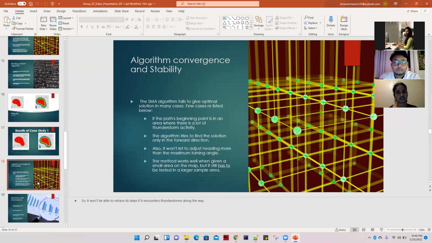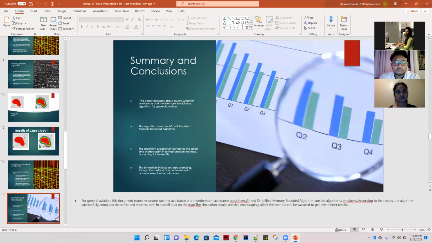Next slide deals with the summary and the conclusions. In this whole paper, we discuss severe weather avoidance and thunderstorm avoidance algorithms for general aviation. The algorithms we use to illustrate these methods are the A star search algorithm and the simplified memory bounded algorithm. These algorithms successfully compute the safest and shortest path only in a smaller area on the map, according to the results.